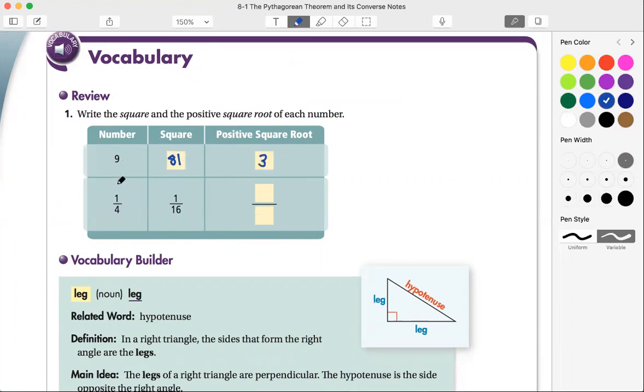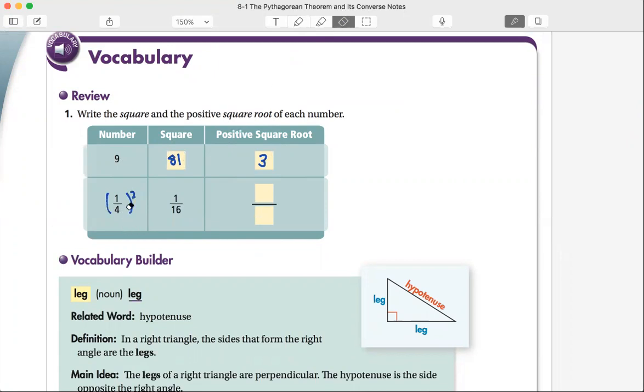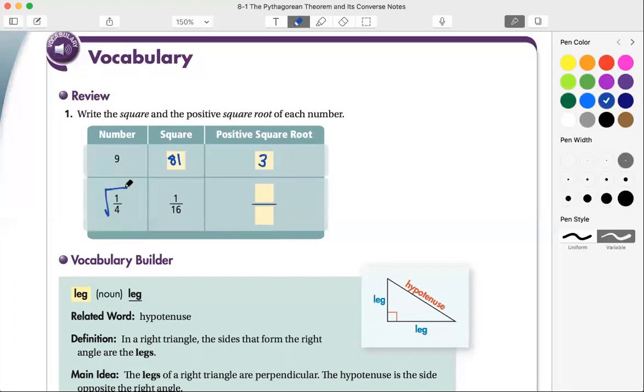All right, same thing with the fraction now. When we square a number, we're going to square the top, which is 1, and square the bottom, which is 16. And then when we square root, we're going to do the same thing. So square root the top, square root of 1 is 1, square root of 4 is 2. And there you go.